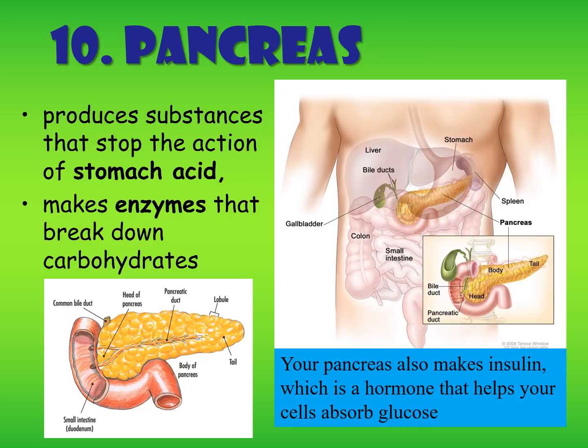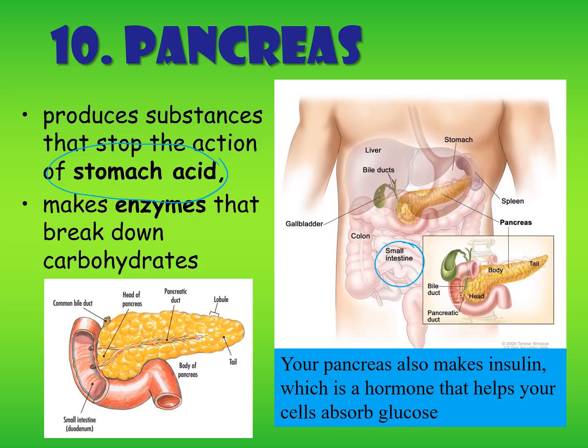So first is the pancreas. Your pancreas basically does many things. It secretes some hormones, it makes enzymes that break down carbohydrates, and it has a fluid that it secretes that turns off stomach acid, because that acid in the stomach is very strong, and you don't want that getting into the small intestine because it can damage the small intestine.